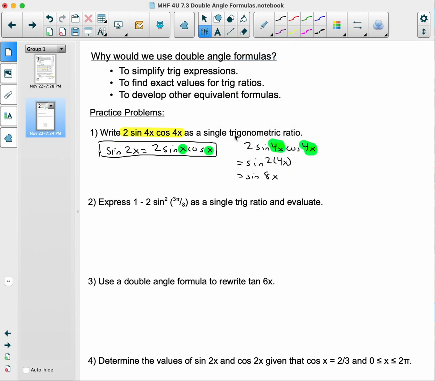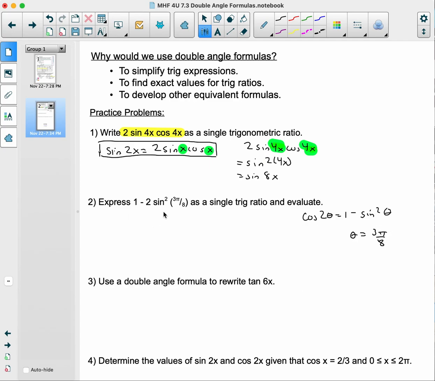Okay. And then this one is kind of the same idea. Right now, a lot of you like to just grab a calculator. But if I want an exact value, your calculator is not going to help you a lot when you plug in 3 pi by 8. So when it says to express it as a single trig ratio and evaluate, that's probably a good idea to actually follow the instructions. So again, I am thinking, hey, that looks a lot like cos 2 theta equals 1 minus sine squared theta, right? And in this case, theta is equal to 3 pi over 8.